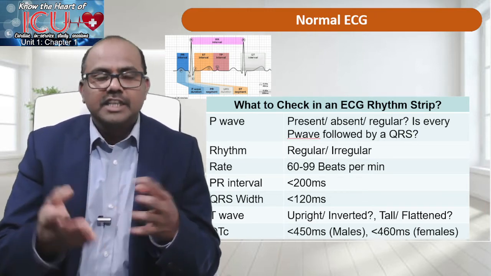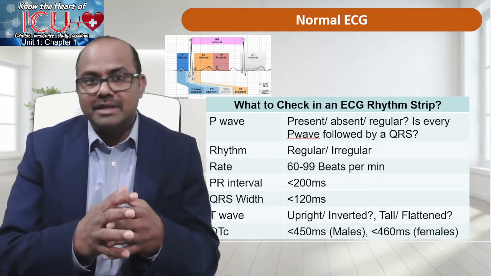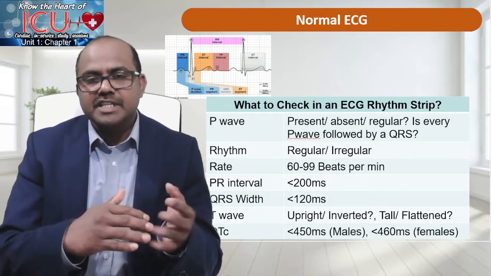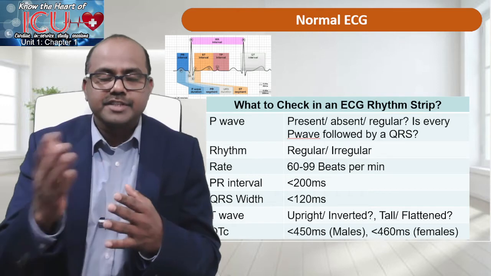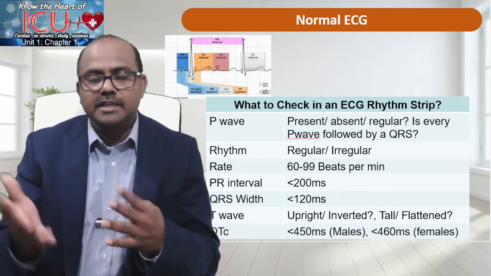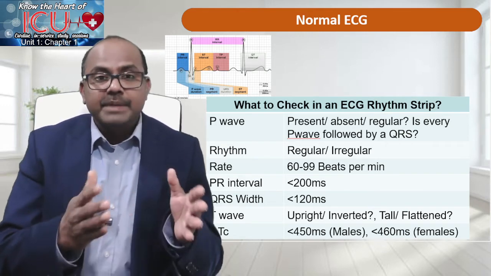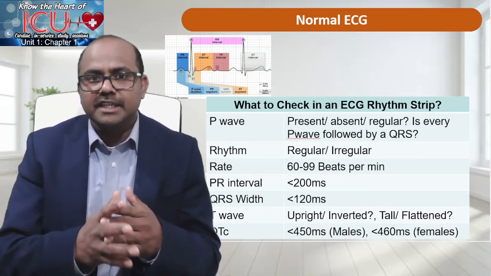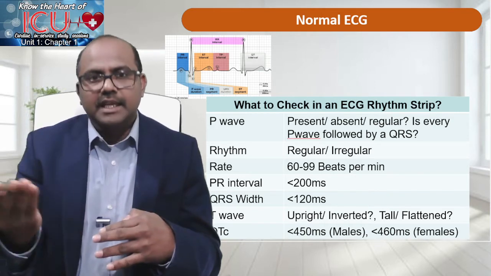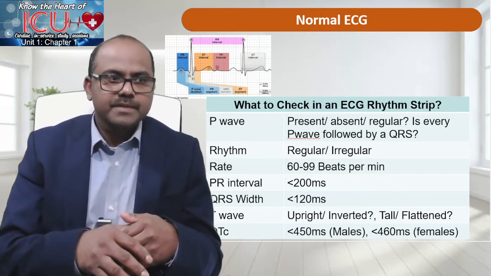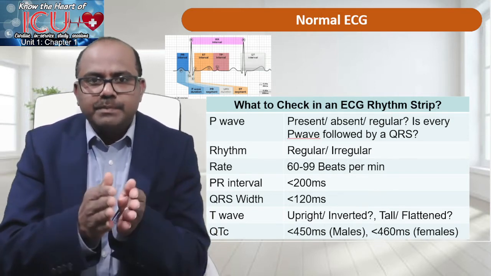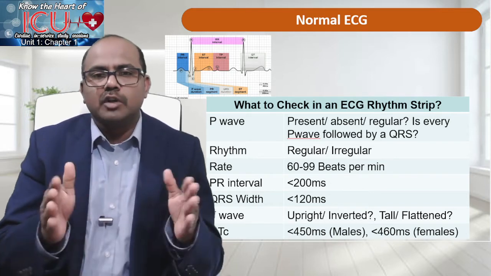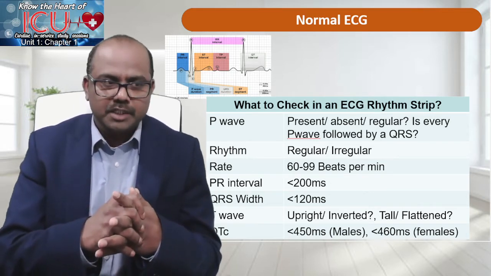And the rate should be between 60 to 99. If it is below 60, it's sinus bradycardia, and if it's 100 and above, it is tachycardia. And the PR interval should be less than 200 milliseconds. If it is more than 200 milliseconds, first degree heart block, and then you have your second degree and third degree heart blocks. And the QRS width should be less than 120 milliseconds. If it is more than that, there come your bundle branch blocks.